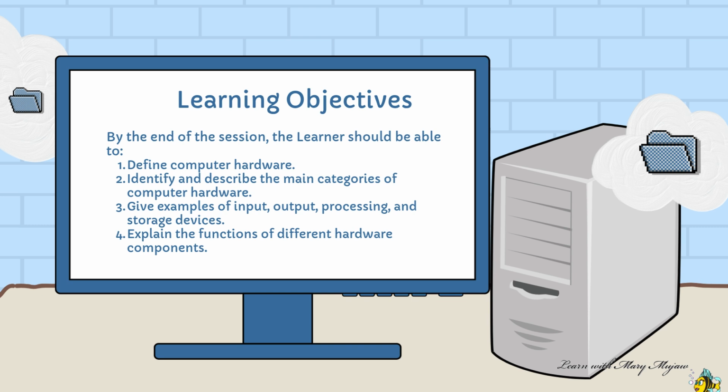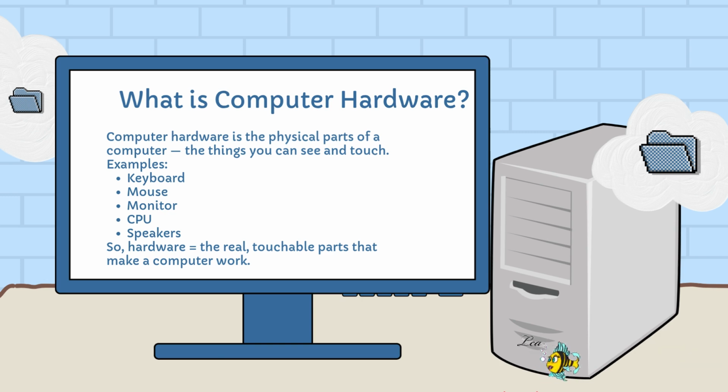The learning objectives for today are that by the end of this session, the learner should be able to: 1. Define computer hardware, 2. Identify and describe the main categories of computer hardware, 3. Give examples of input, output, processing, and storage devices, and last but not the least, explain the functions of different hardware components.